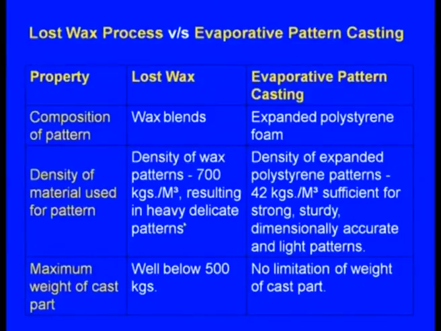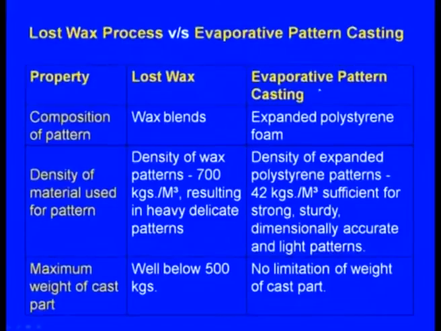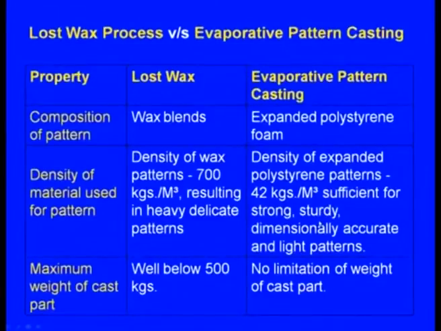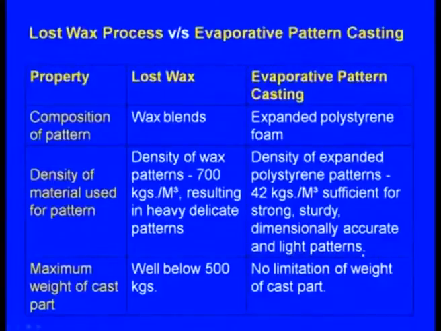What happens if that is the case? The patterns will be very heavy, and handling of the patterns would be difficult. Whereas in the case of the evaporative pattern casting, the density of expanded polystyrene patterns is 42 kgs per cubic meter. The density of the pattern is drastically reduced in the evaporative pattern casting process. But because the weight is less, because the density is less, it does not mean that the pattern is too delicate. They are strong enough, sturdy, dimensionally accurate and light patterns.